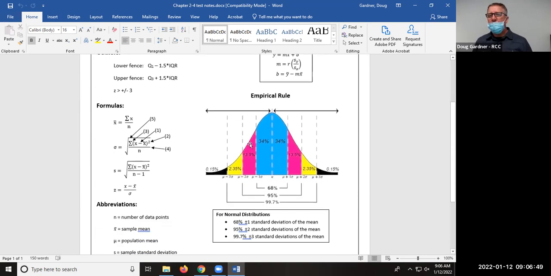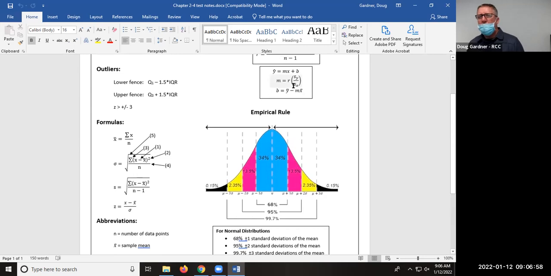So we'll talk about this empirical rule thing next time. Notice the 68% and the 95% that I mentioned a minute ago. I'll explain that to you a little bit more clearly.